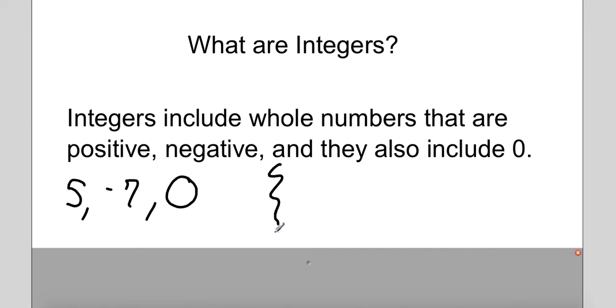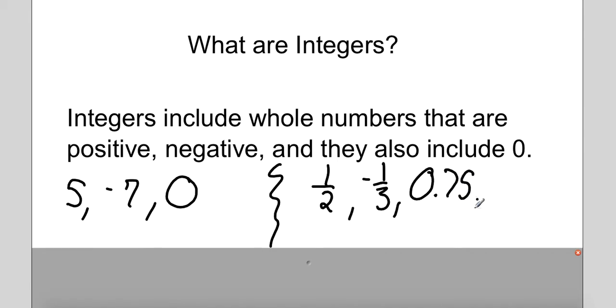Some examples of things that are not integers are 1/2, negative 1/3, because these are fractions. They also don't include things like 0.75 or negative 0.03 because these are decimals and fractions. Again, these are not going to be integers. So we're mainly going to be focusing on positive and negative whole numbers and 0.